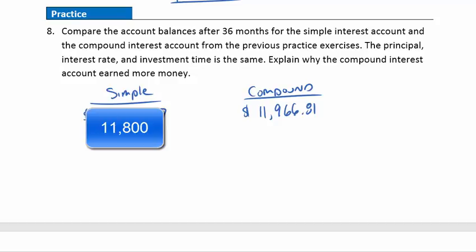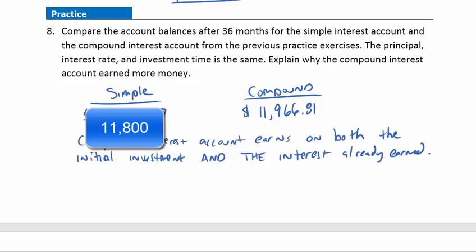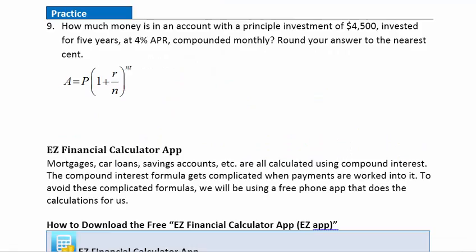So explain why the compound interest earns more. Okay. So here's the reason why. A compound interest account earns on both the initial investment and the interest it's already earned. The simple interest account only earns money on the original principal. So the simple interest account always earns the same amount each month, whereas the compound continues to build and earns interest on the interest. Go ahead now and pause your video player and answer practice question 9.